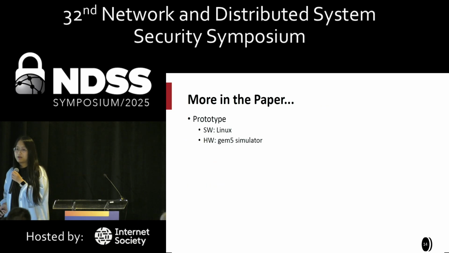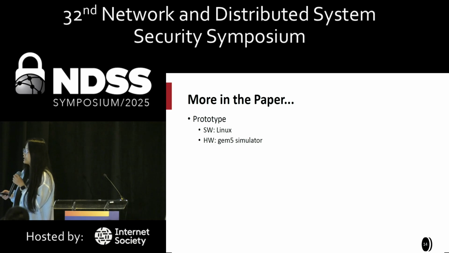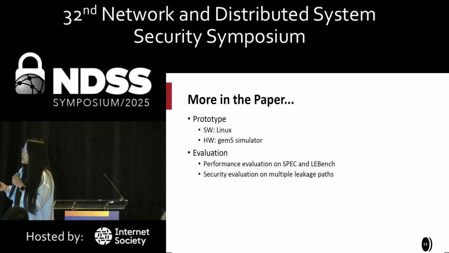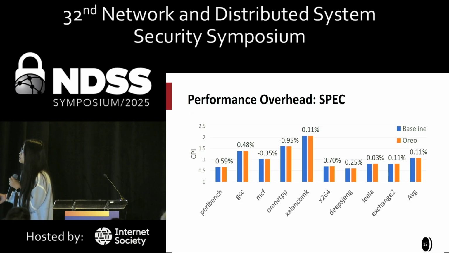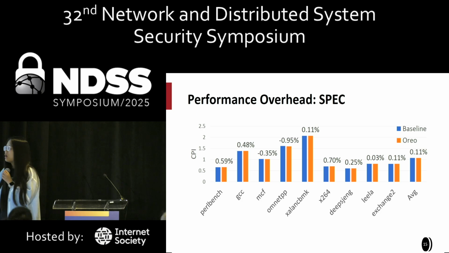Before I switch to my evaluation, I want to mention that there are more details in our paper, like the prototype, where we implement software changes on Linux and hardware changes on Gem5. We also perform our performance evaluation on SPEC and LEBench, and also security evaluations on multiple leakage paths. Furthermore, we also include a formal reasoning of Oreo's security property in an extended version of our paper, which is on arXiv.